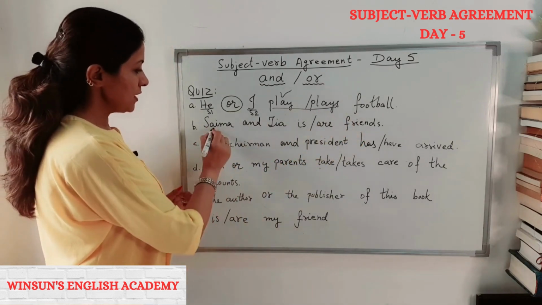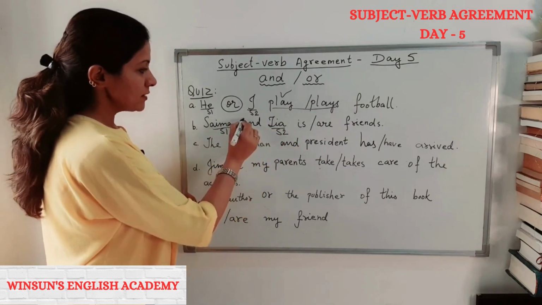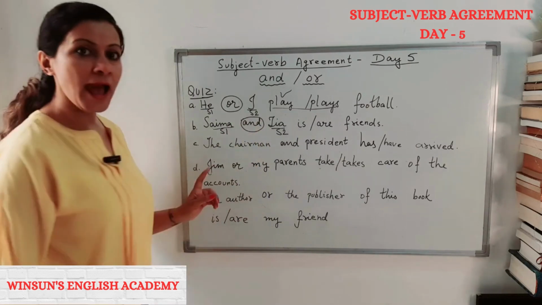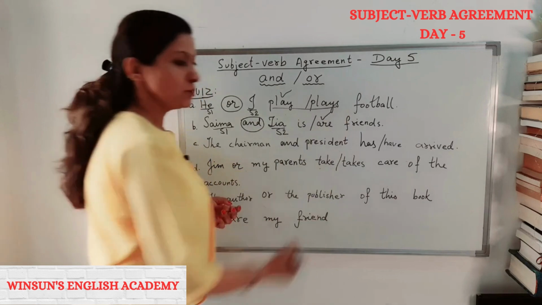Saima and Tia is or are friends. Saima and Tia, we have our two subjects here, subject 1 and subject 2. These two are joined by and, right? Two people, so definitely are, plural verb.